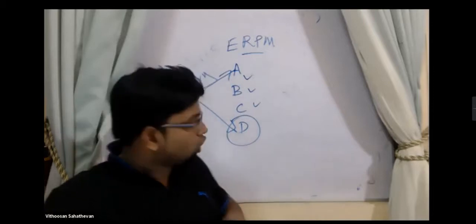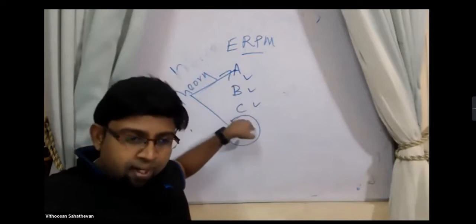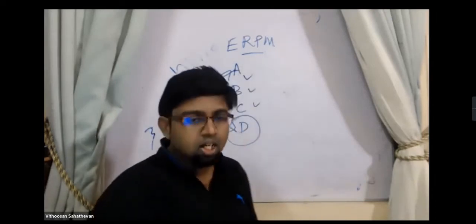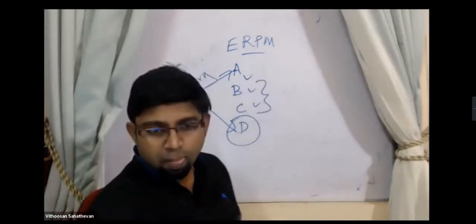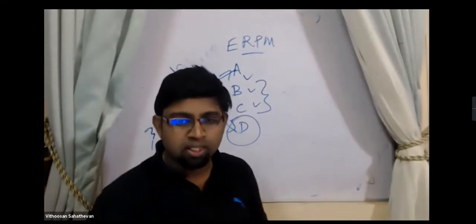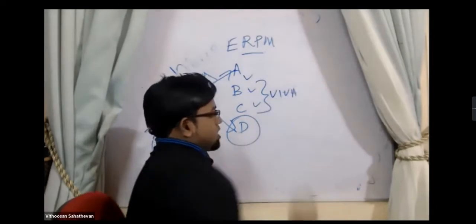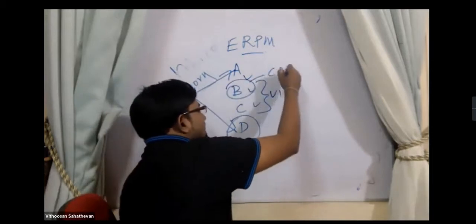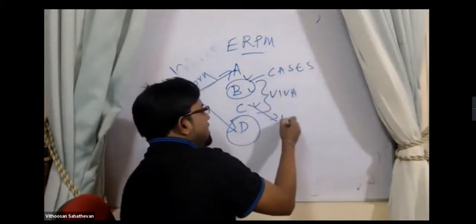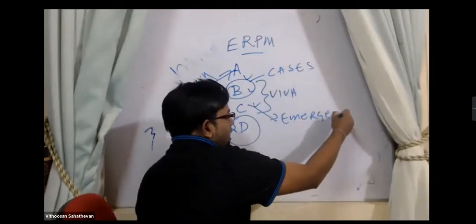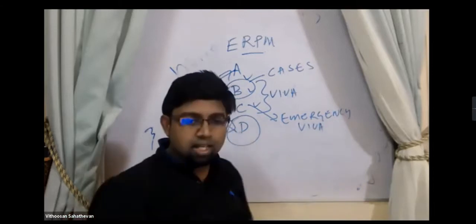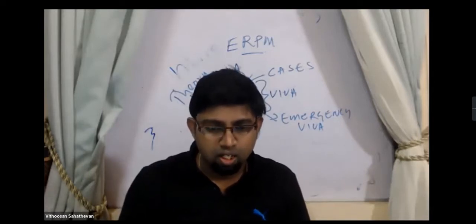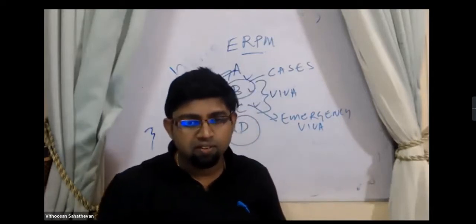Clear? So you initially sit for the theory component, that is part A and part B. Then you will sit for part B and C. This part B and C in broad terms is called the Viva component. Out of that, this part B is called cases, and this part C is called emergency viva. Clear? Is that okay? Fine.